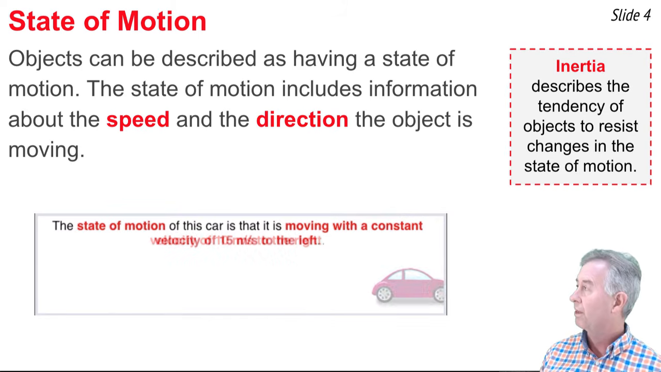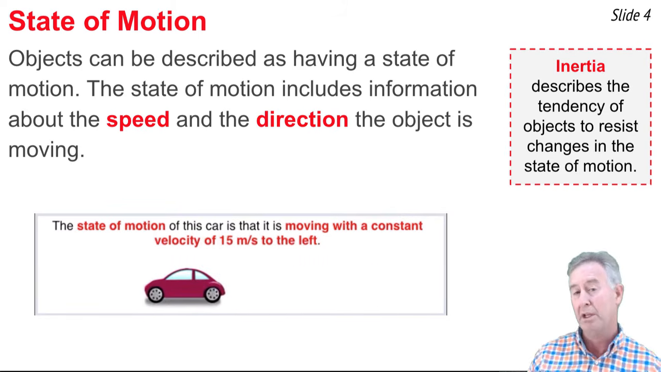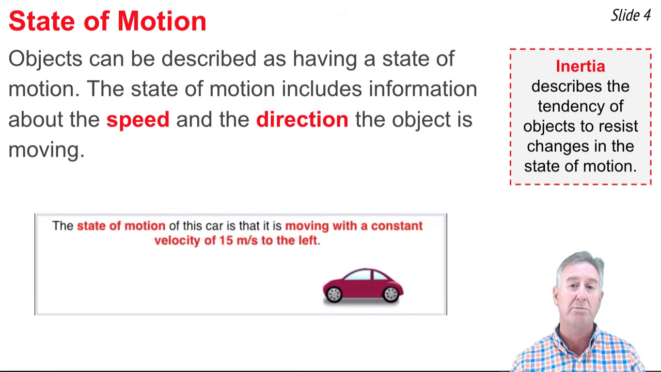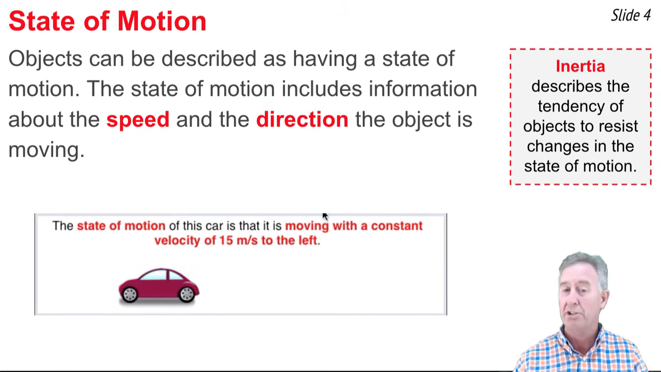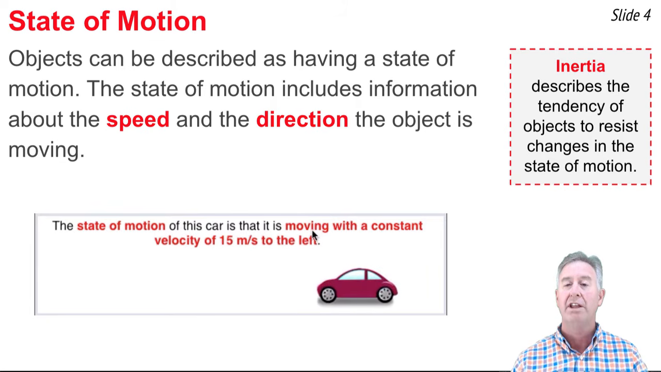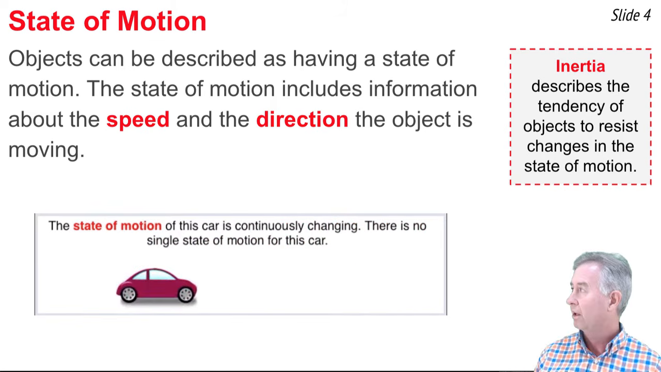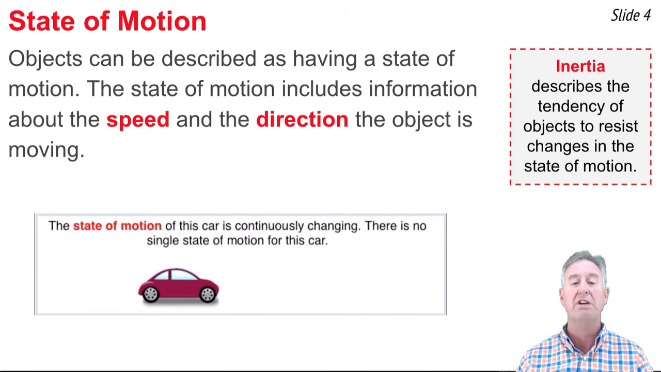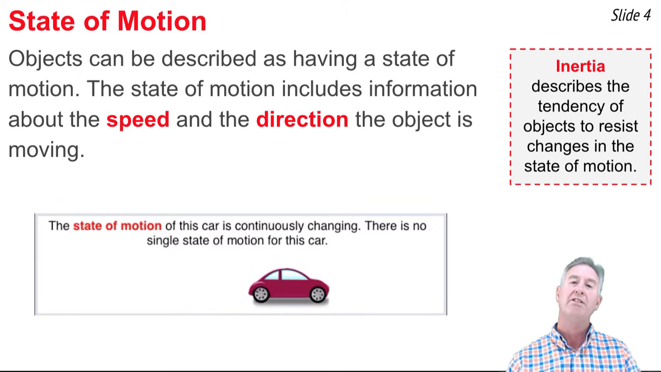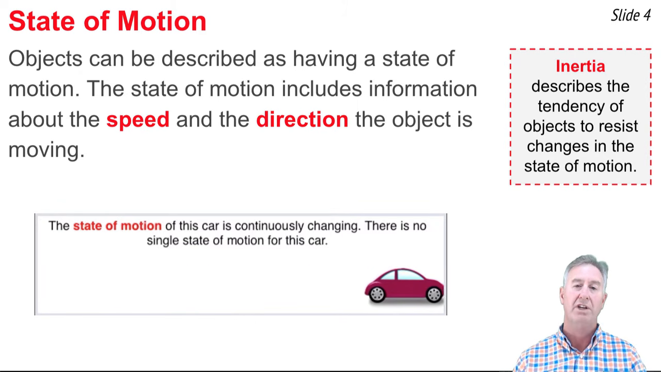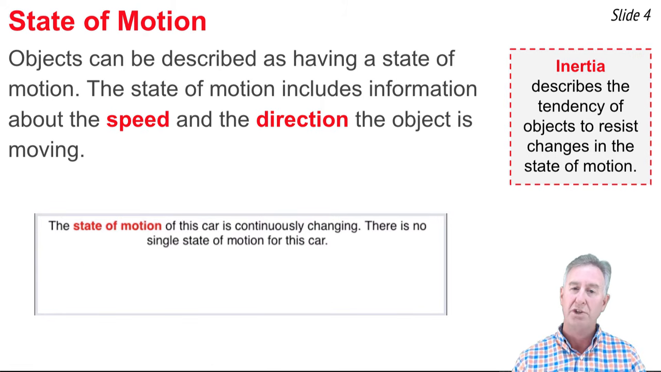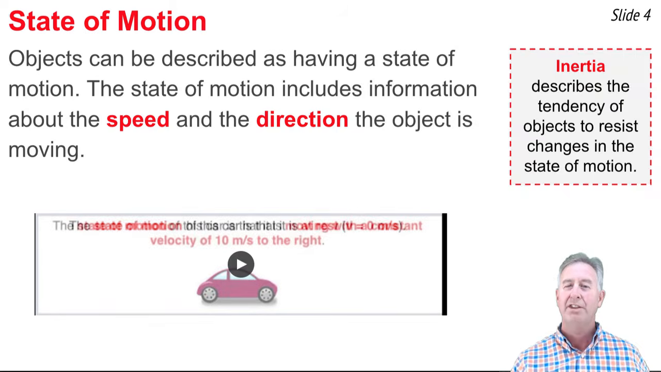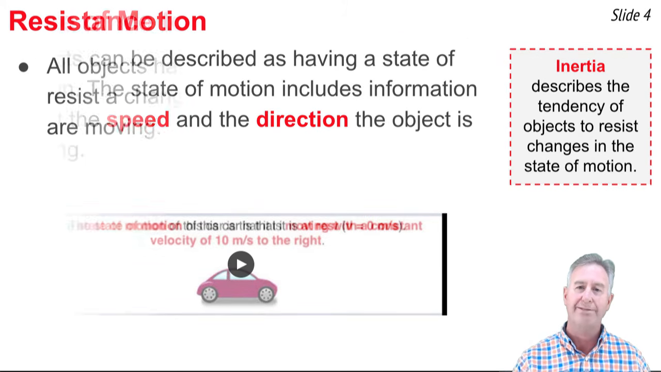Unlike this car, which has a state of motion of 15 meters per second to the left. Its speed is 15 meters per second, and its direction is to the left. This particular car here could be described as having no single state of motion. Its state of motion is constantly changing. It's slowing down, speeding up, and even at times changing its direction. The state of motion includes information about speed and direction.